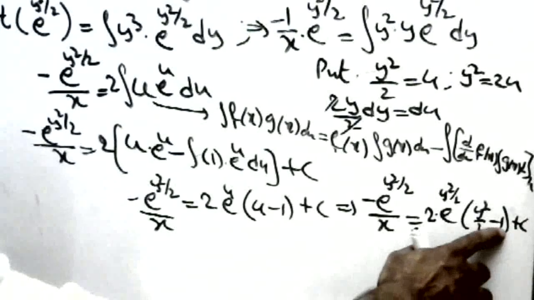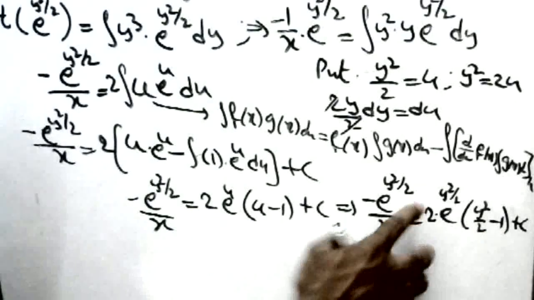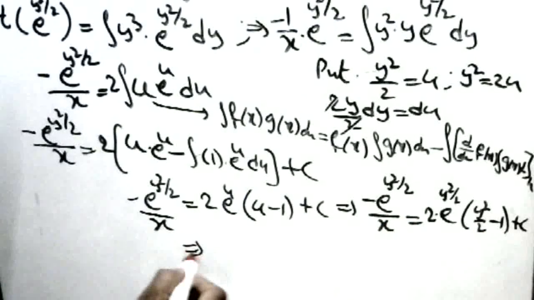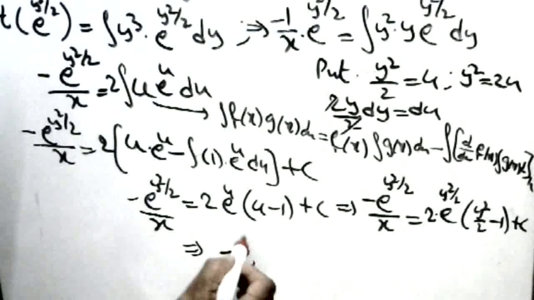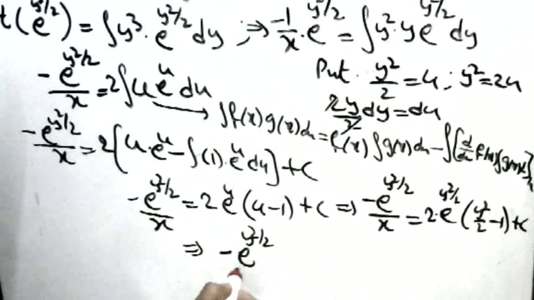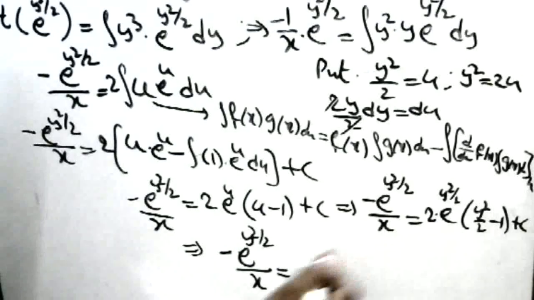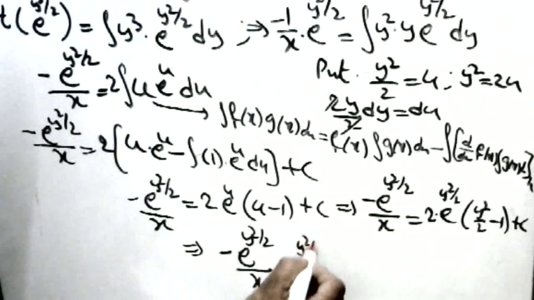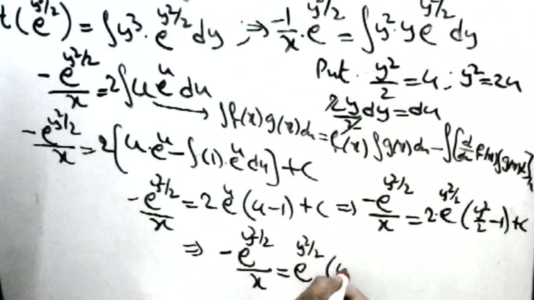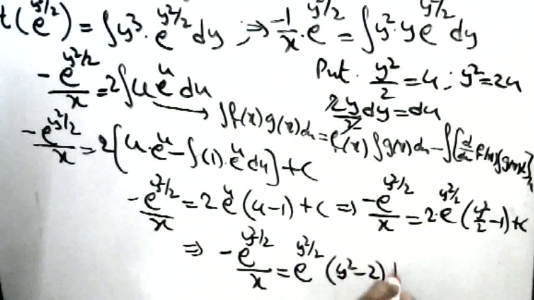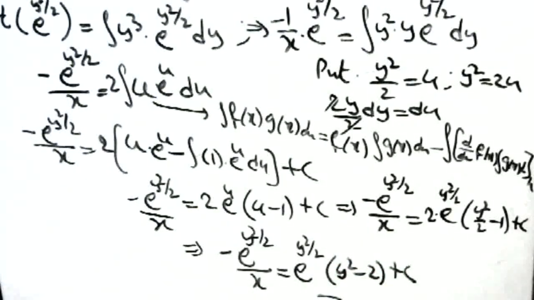Now the last step: take the LCM here, and the 2s get cancelled. So the answer will be minus e to the power of y square by 2 by x equals e to the power of y square by 2 into y square minus 2, plus c. So this is the answer. We can write answers in many ways. I'm ending here; we can show the answer in different ways.